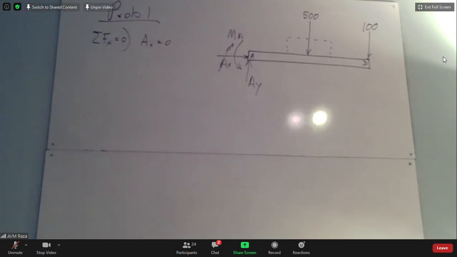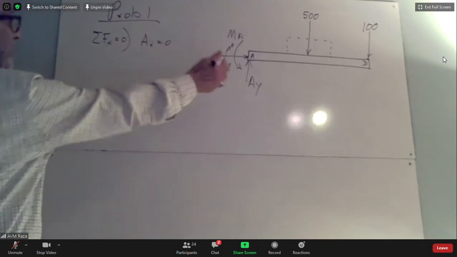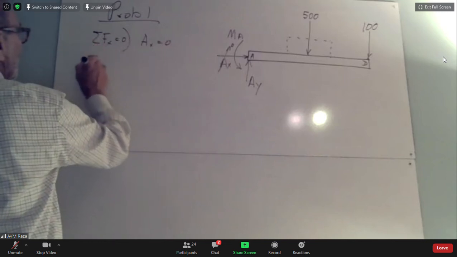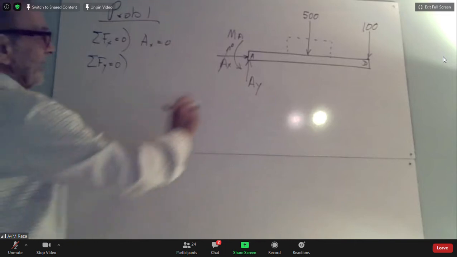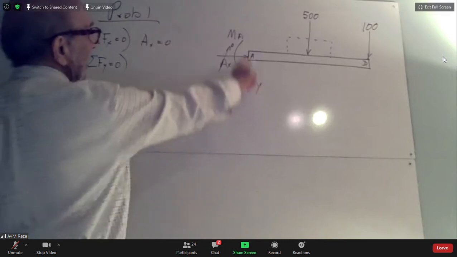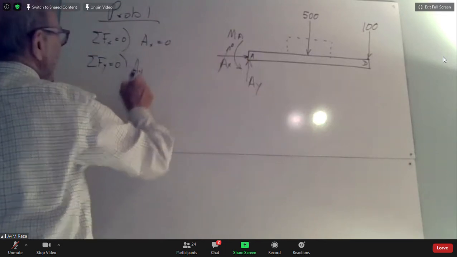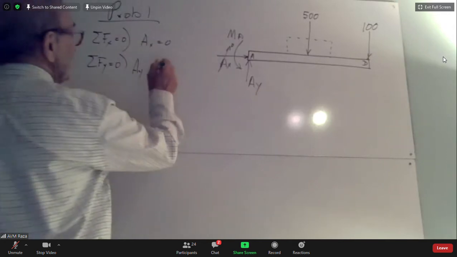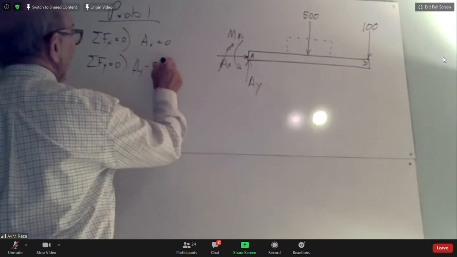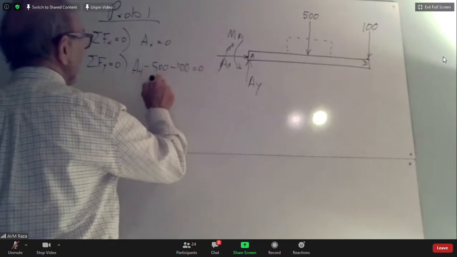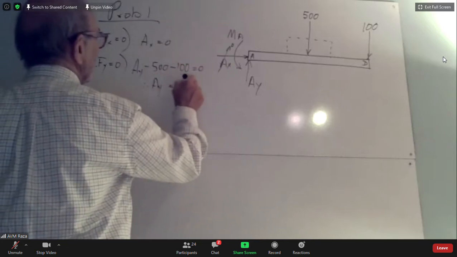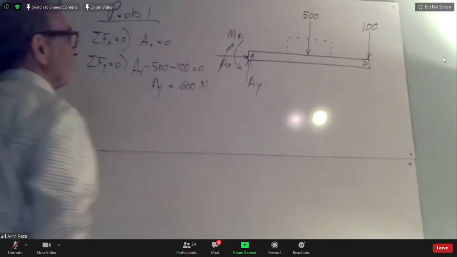It's understandable. Now, what about the other equation, sum of forces in y direction equal to 0. What does that give me? It gets me AY in the positive direction, minus 500, minus 100 equal to 0. Therefore, AY is equal to 600 newtons.